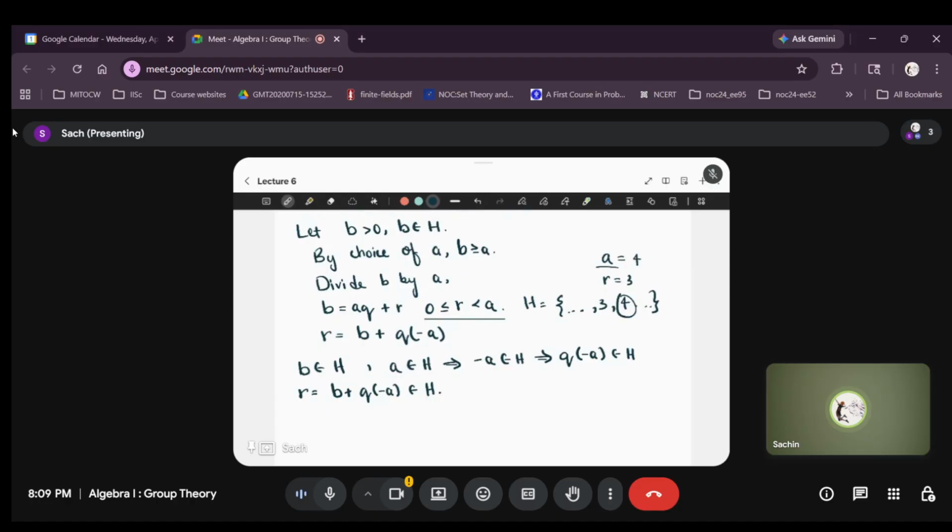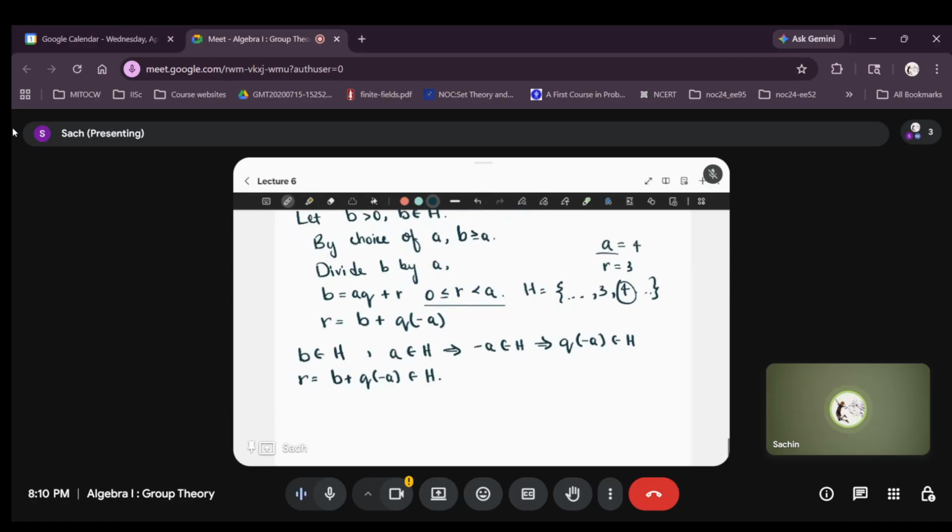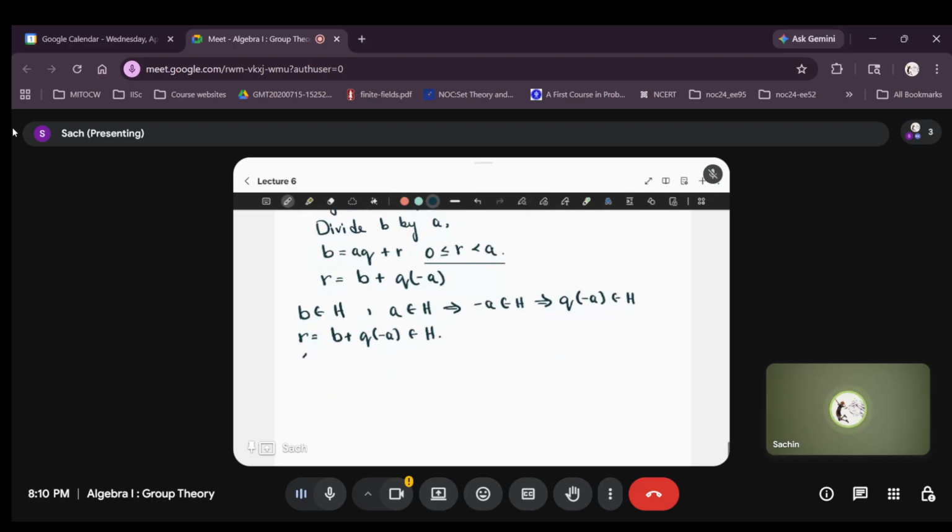If it is a positive number, it is less than A, that we know. Then that would mean that R was actually the smallest integer. We chose wrong. A could not have been the smallest integer. So R must be 0. By definition, A is the smallest positive integer in H, and R is also an element of H which is less than A. If R is positive, that would have been the smallest positive integer in H, which is not possible by definition of A. So R must be equal to 0.